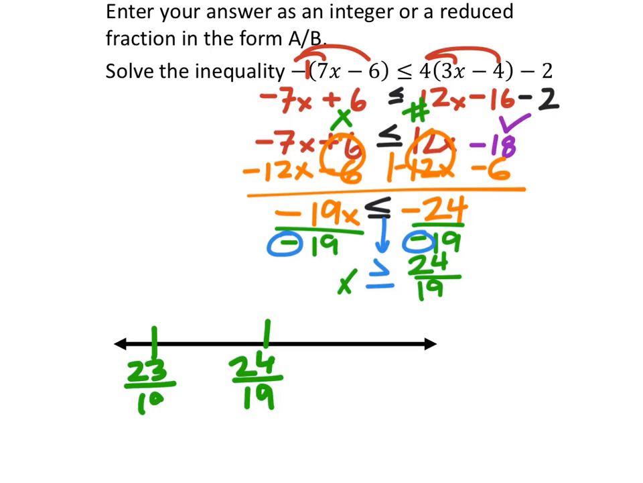It seems like there's a Monsters, Inc. reference on that, but to the right would be 25/19. Like this. So at 24/19, was it 23/19? Okay, that's a closed circle because it includes 24/19 as a solution, and this one eats the x, so the line goes to the right. Done.